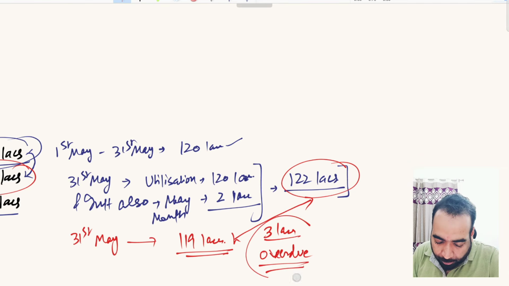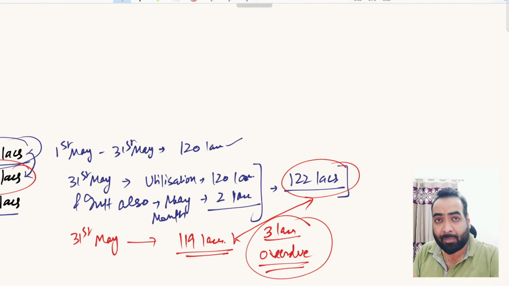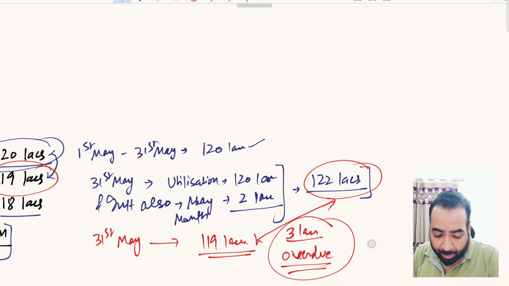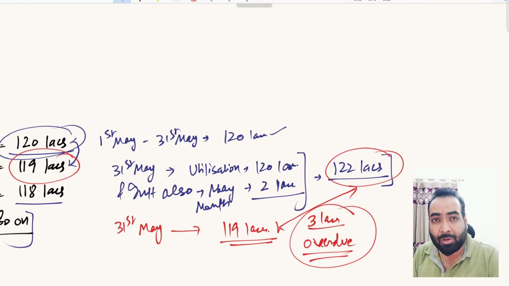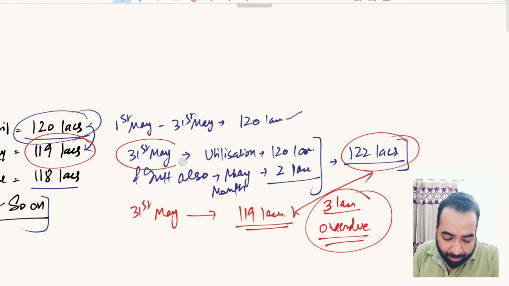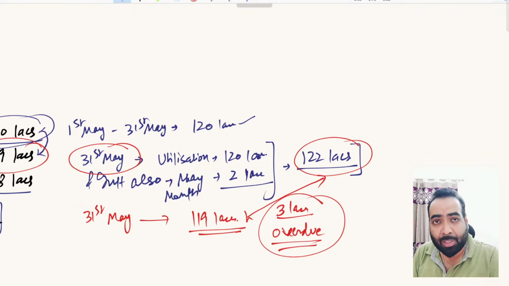This 3 lakh rupees gone overdue will be reflected as days past due, and it will impact your CIBIL poorly. So what wrong thing has been done by the entrepreneur here? He hasn't planned the drop in a smarter way. He should have ensured that on 31st May, his limit utilization was below 119 lakh rupees at least, since it may get higher due to interest charging.